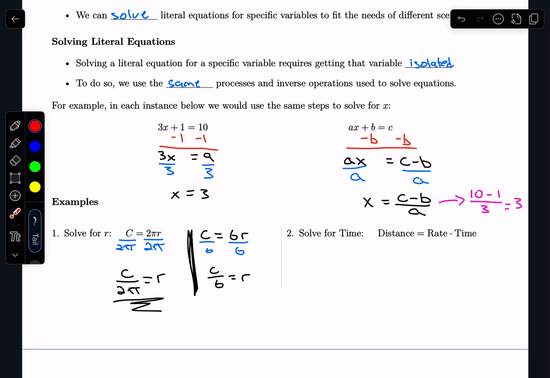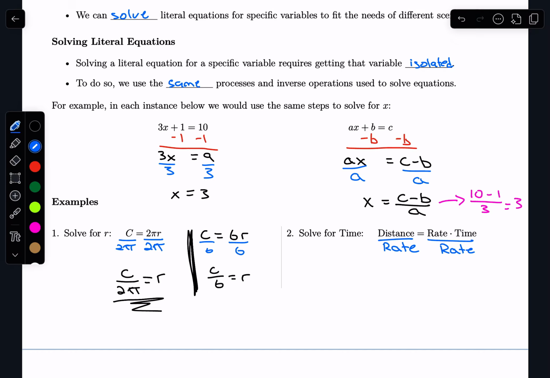All right, number 2 is a little bit more general, where we have actual words in our equation. It says to solve for time, and we have that distance equals rate times time. So what we're going to do is just divide both sides by rate. If we wanted to, we could write this as d equals rt, but there's nothing wrong with leaving it as words. Rate, when we plug in for it, would just be a number. So right now it's a variable, but when we actually have numbers, it would just be a number there.